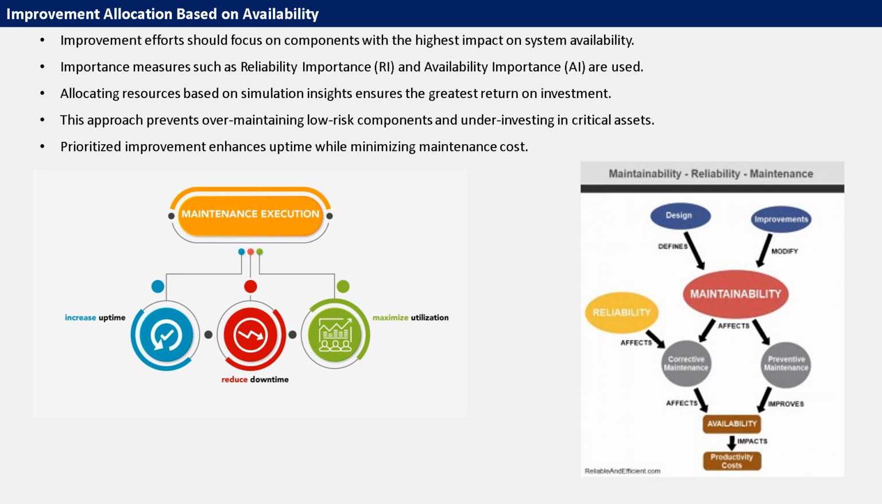This targeted improvement strategy supports smarter decision-making. It leads to higher uptime and system reliability with fewer resources, avoids waste, and directly supports business goals like cost efficiency, safety, and productivity. Instead of reacting to failures, the organization proactively invests in the areas that truly matter.